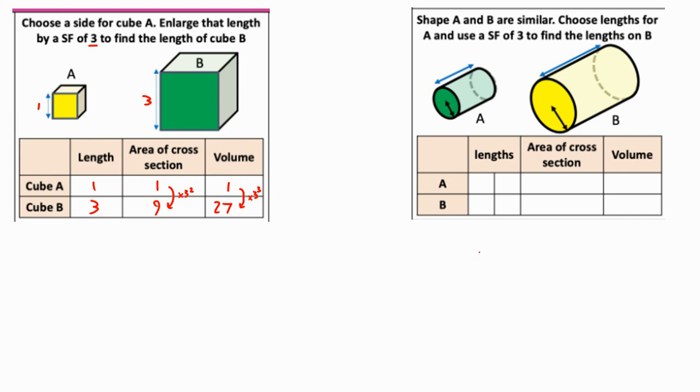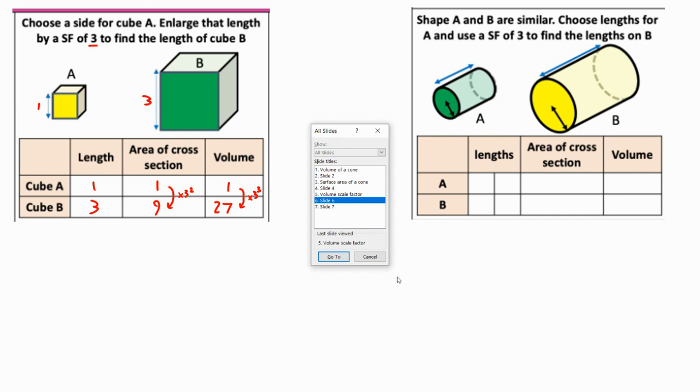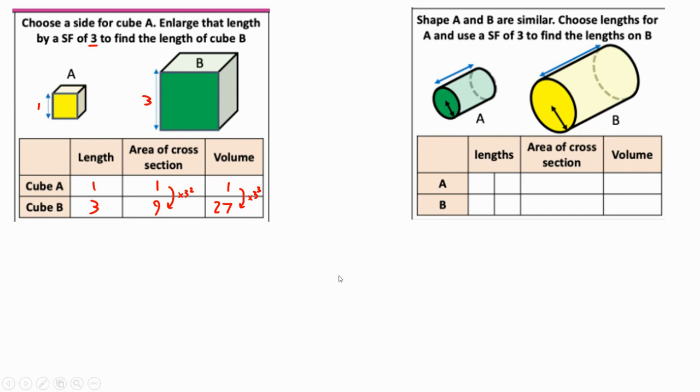Okay, we'll see how that transfers to a more difficult shape. So we've got a cylinder over here. Let's say we've got a length of 10, and let's make this 2, for example. So again, the scale factor is going to be 3. So if we've got 2 and 10 here, they're all going to be 3 times bigger on shape B, so that'll be 6 and 30.